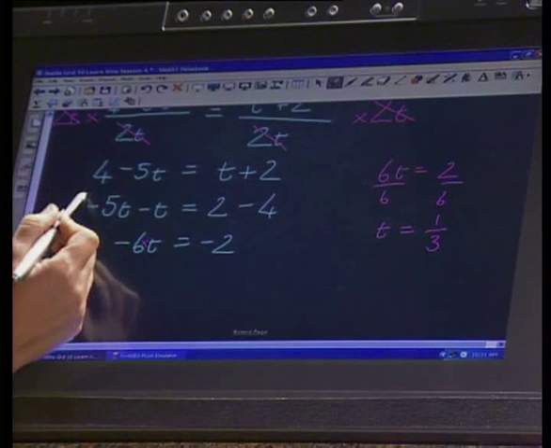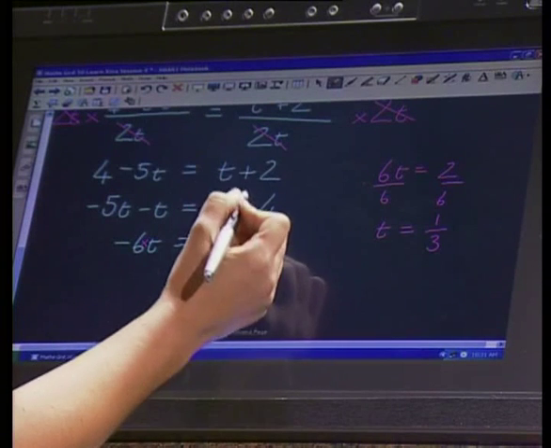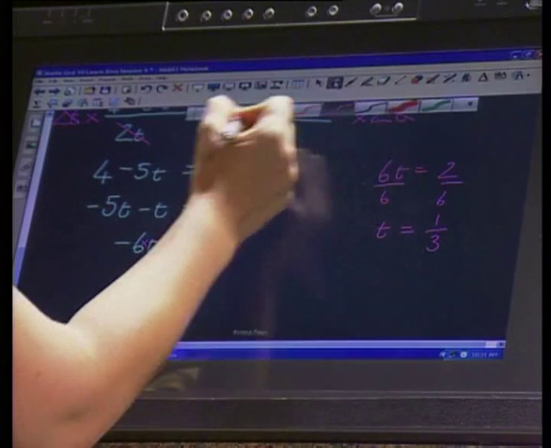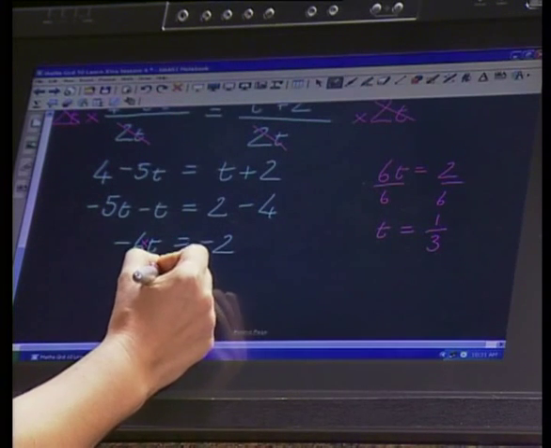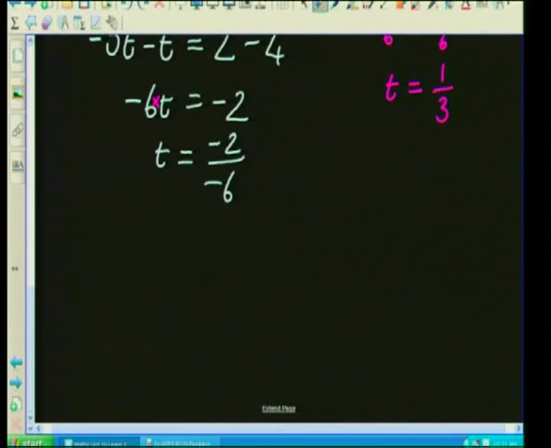For instance, the 4 on the left-hand side, 2 steps up, was adding. And so to get rid of it, we had to minus. Now the minus 6 is multiplying, so in order to get rid of it, we need to divide. So it's not what it is that's important, it's what it's doing. And that's a really good life skill. It's not who you are, it's what you do that's important in life. So the minus 6 multiplied by t becomes t is equal to minus 2 divided by minus 6, which gives us t is equal to 1 over 3. And there we go. Let's move on to the next question.